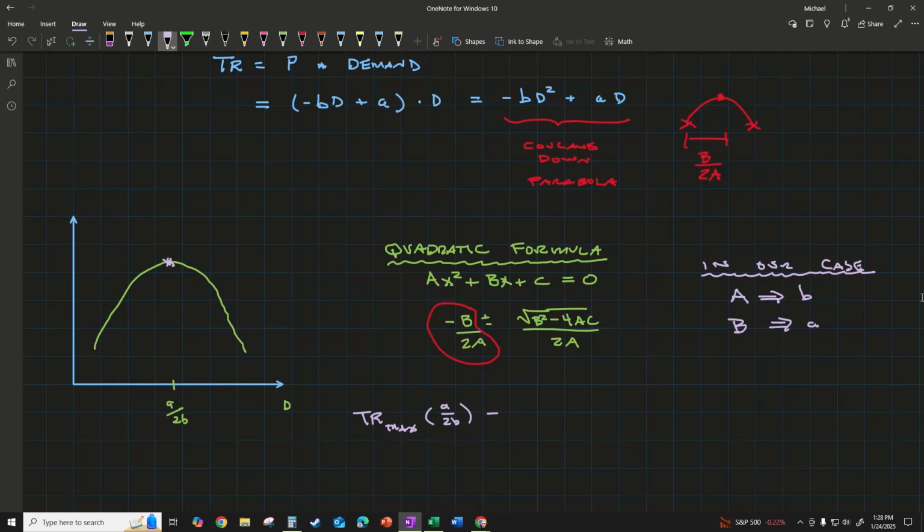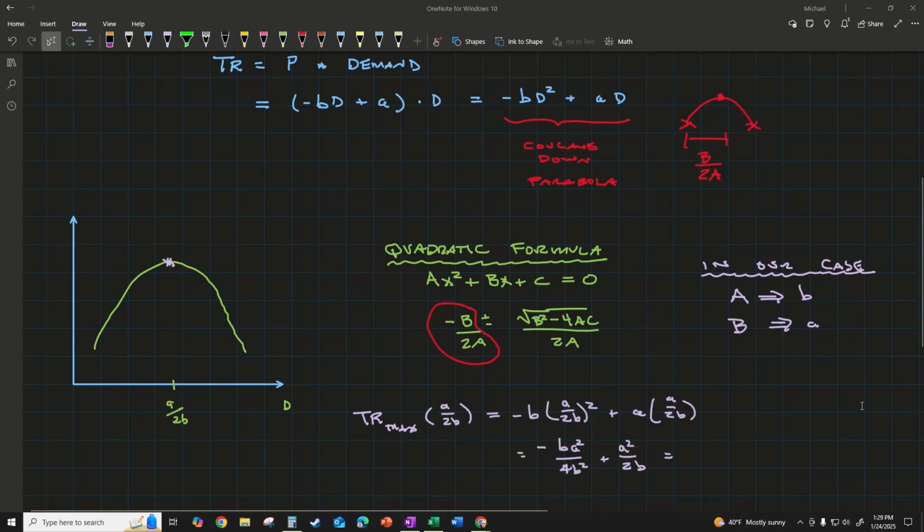So in our case, we could take this A over 2B and stick it in for D in our total revenue equation to find out what the maximum is. And of course that's minus B. And we can do some algebra, and we end up with A squared over 4B as our maximum. Okay.